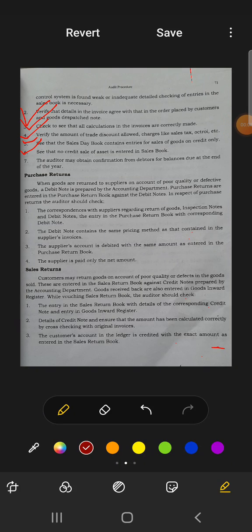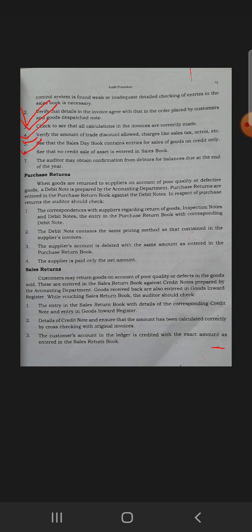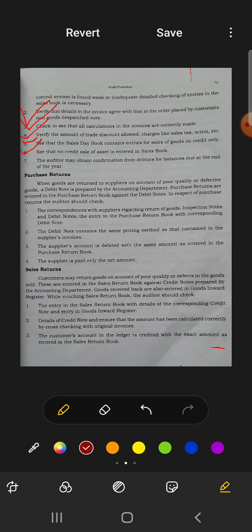is purchase order. When the goods are returned to the supplier on account of poor quality, if the quality of the goods we purchased is not good, we can return it to the supplier. It is written under the head of purchase return. In purchase return, a debit note is prepared by the accounting department.